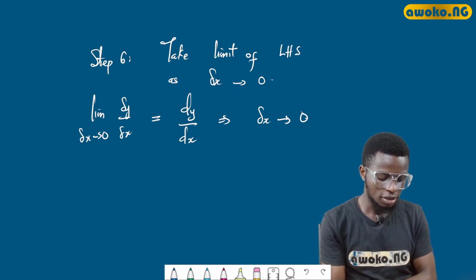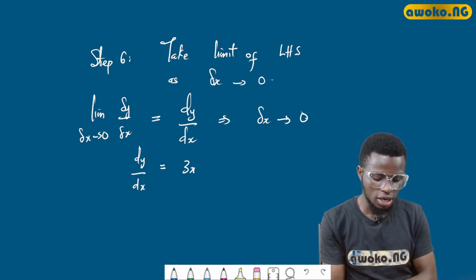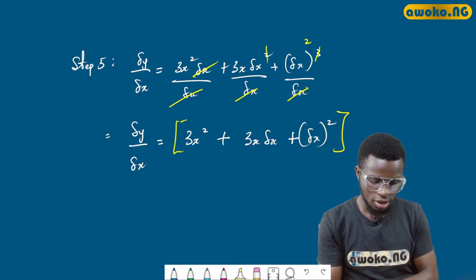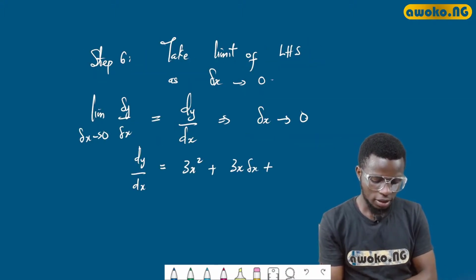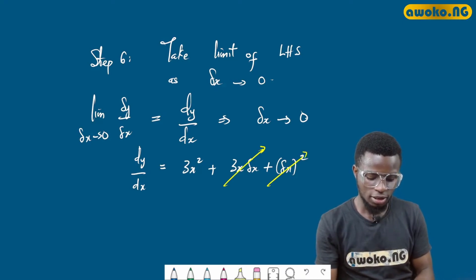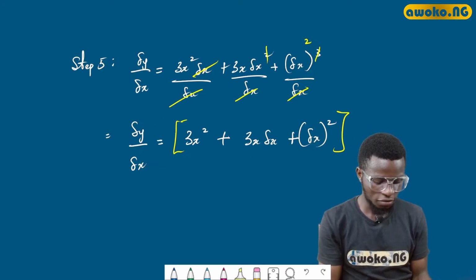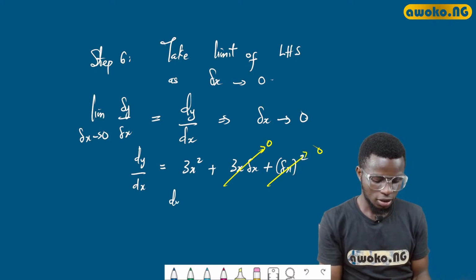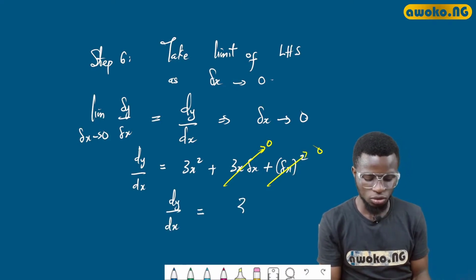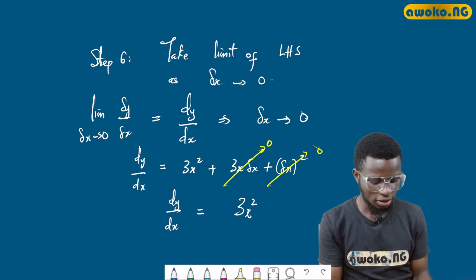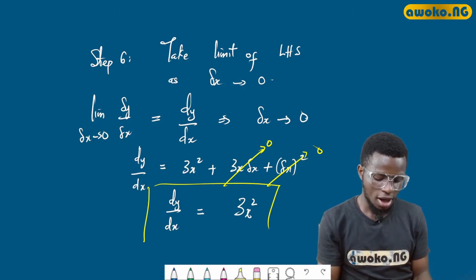What we just have here is dy over dx will be equal to 3x squared plus 3x dx, then plus dx raised to the power of 2. So all these terms, these and these, will tend to 0. That is, they will become 0. And if we have that, our final answer becomes dy over dx is equal to 3x squared. This becomes our final answer.